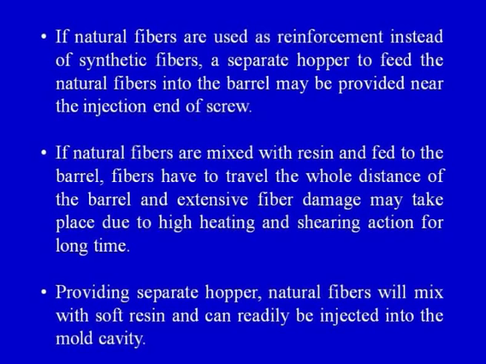of the barrel. I have already told you the barrel has a length. So if we are feeding the natural fibers and the polymer in the form of pellets together from a single hopper, the polymer will melt or soften, and the fibers will have to travel the whole length of the barrel, and the barrel is also heated, and it is made of a metallic material. The screw is also made of a metallic material. The fibers will rub against the screw as well as against the barrel. So extensive fiber damage may take place due to the high heating and shearing action for a long time.